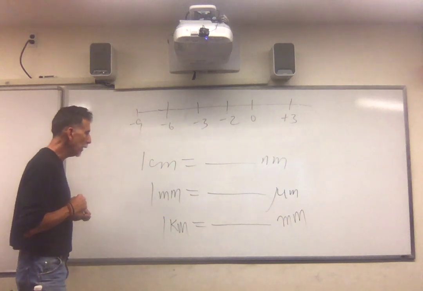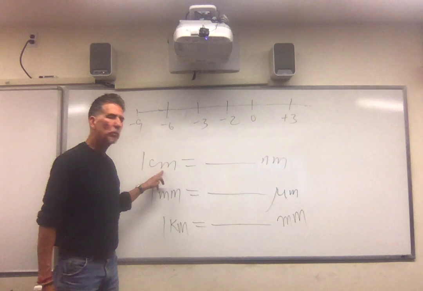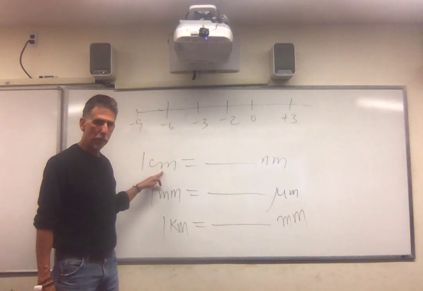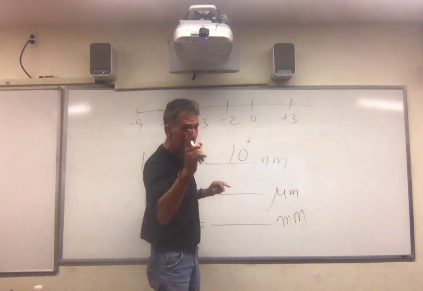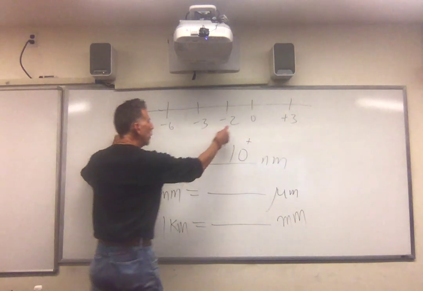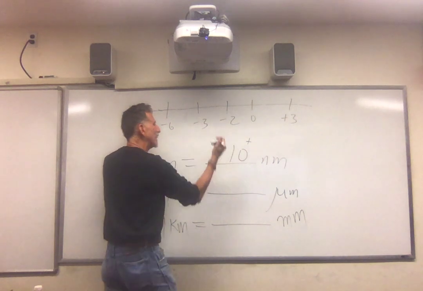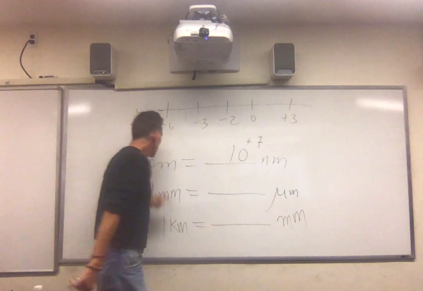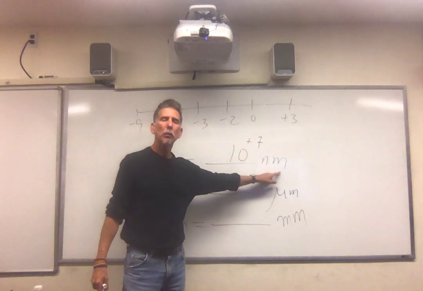Okay? Let's see. Nano is smaller than centi. We agree? When it's smaller, that's a positive thing. Nano, minus 9. Centi, minus 2. Can everybody see the difference between minus 2 and minus 9 is 7 places? So 1 centimeter is 10 to the 7th, or 10 million nanometers.